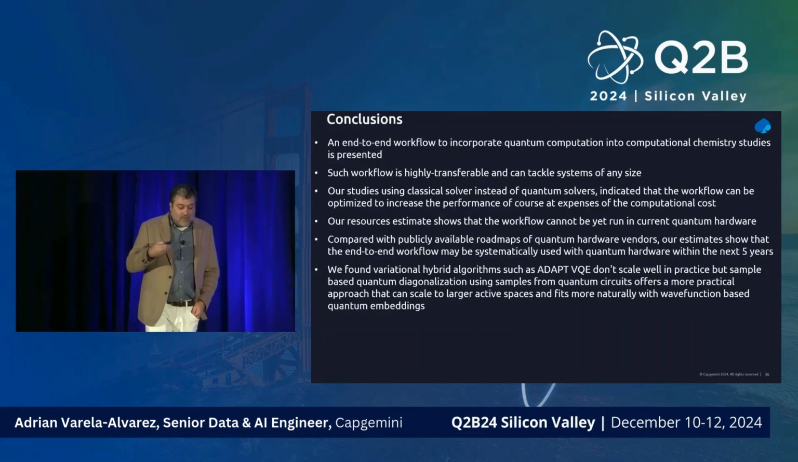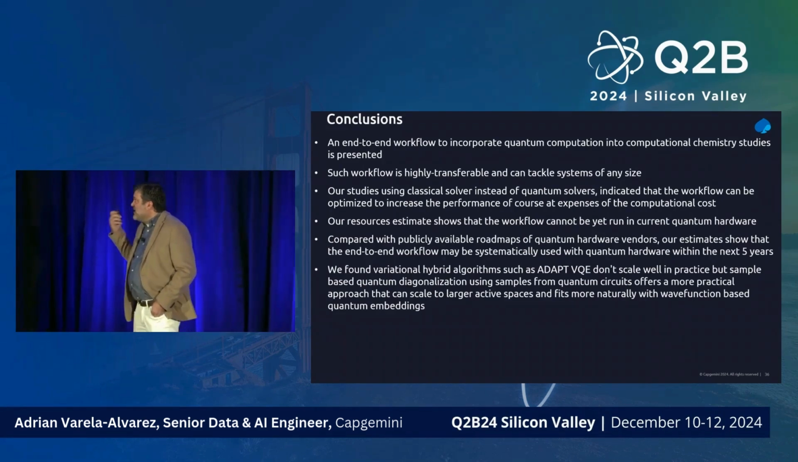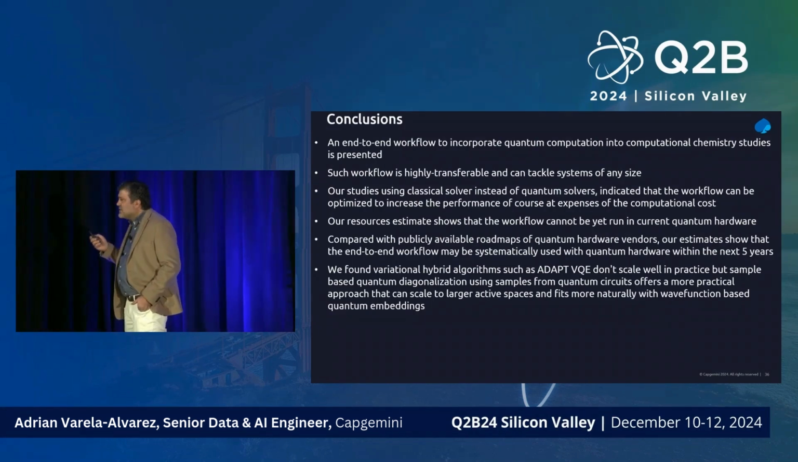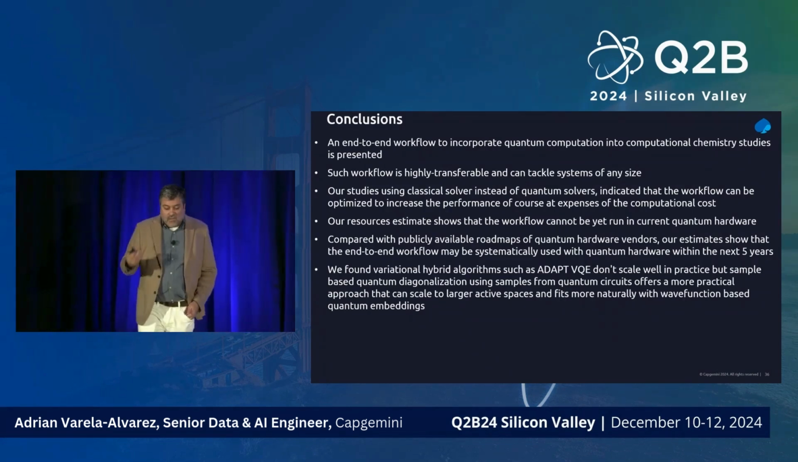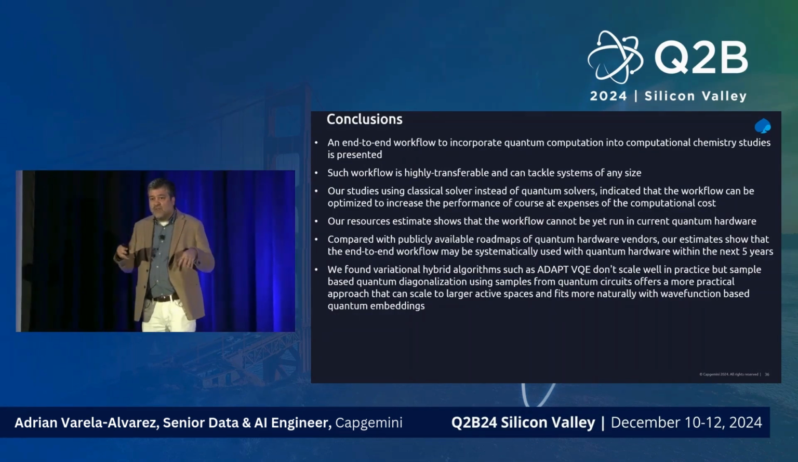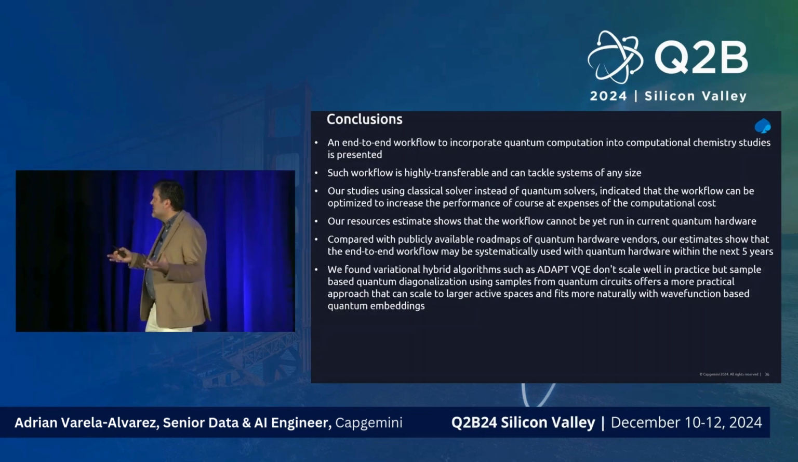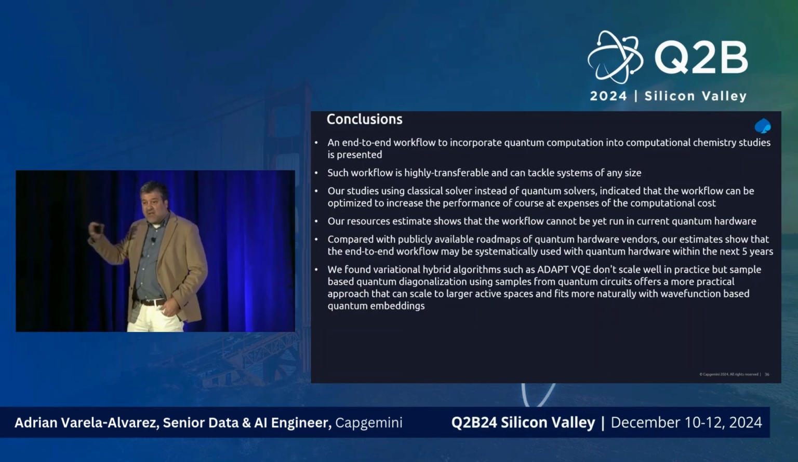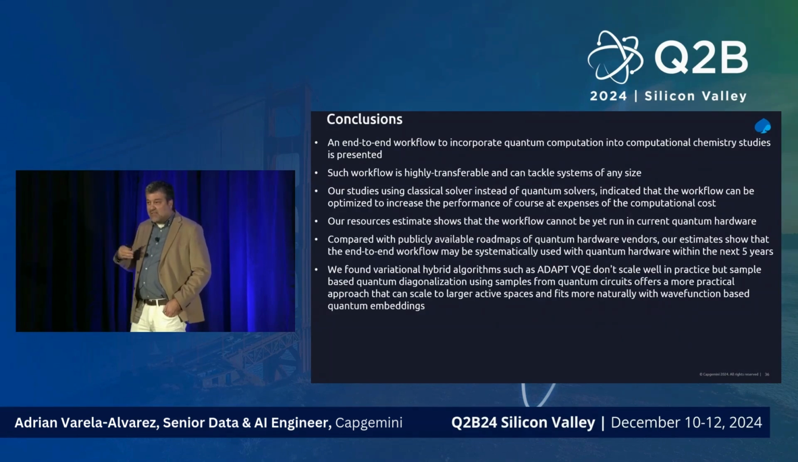But I want to conclude, so to speak, on a happy note, expressing that what we have achieved is an end-to-end workflow to incorporate quantum computation into computational chemistry studies, and thus the size of the system is completely relevant. That workflow is also highly transferable. And also, our studies using just classic computation indicate that, at least in terms of the number of logical qubits that we will need, those sizes can run potentially soon, within 3, 5, 10 years in quantum, well, maybe less than that.